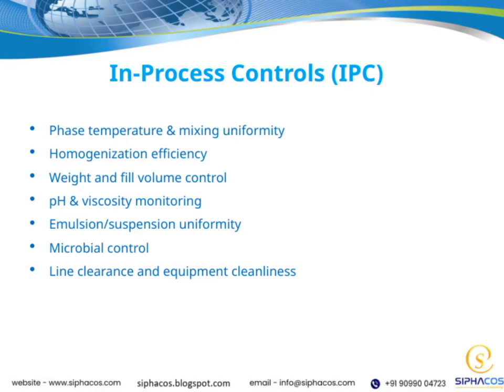Let's talk about phase temperature and mixing uniformity first. Ensuring the right temperature during each phase is crucial for product stability, and uniform mixing helps achieve consistency throughout the batch. Homogenization efficiency is next. This process is vital for breaking down particles to create a smooth, stable product, which directly impacts quality. Weight and fill volume control are also key. Precise control here ensures each package contains the correct amount, maintaining compliance and customer trust.